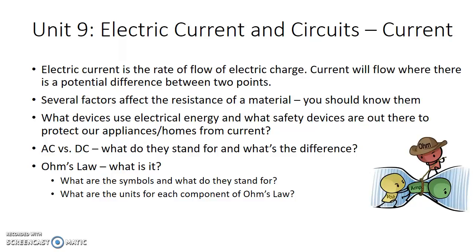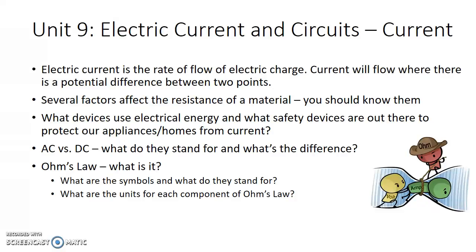You should know them. What devices use electrical energy, and what safety devices are out there to protect our appliances, homes from the current. You did a virtual lab on this. AC versus DC, what do they stand for and what's the difference?